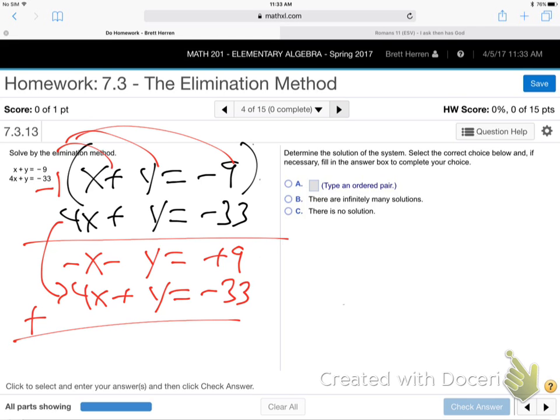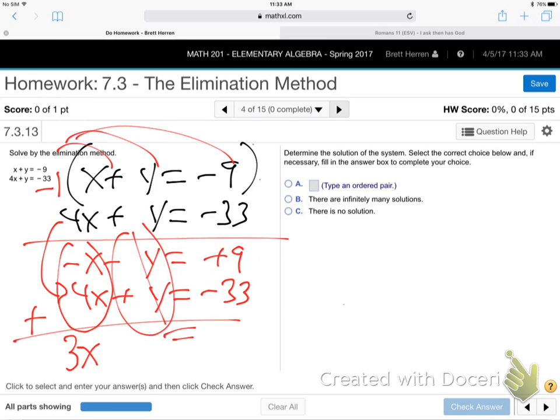Does everybody see what I did there? I multiplied through the top equation by -1. Just the top one, yeah. Yes, ma'am. Just the top one. See why I know that's going to work? See how the y's are opposites now? A negative y and a positive y? Everybody see that? So now it'll work. So 4x minus x, 3x. y and negative y cancel.